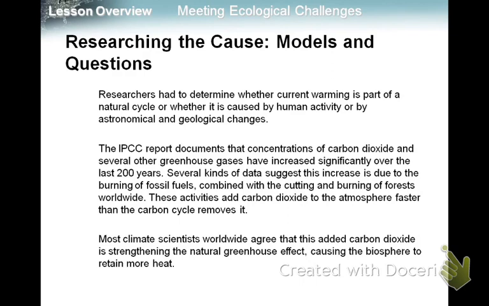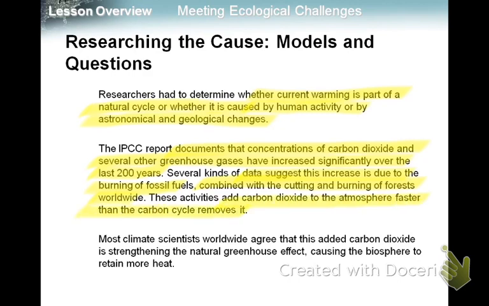What we still have to determine is whether, like I've been saying, current warming is part of a natural cycle coming up out of the last ice age, or whether it's caused by human activity or by other changes. This report from 2007 documents that concentrations of carbon dioxide and other greenhouse gases have increased significantly over the last 200 years. Data suggests that this increase is due to the burning of fossil fuels combined with the cutting and burning of forests worldwide. They add carbon dioxide to the atmosphere faster than the carbon cycle removes it. That's partially due to our elimination of a lot of trees that would be part of the carbon cycle, removing that carbon dioxide.